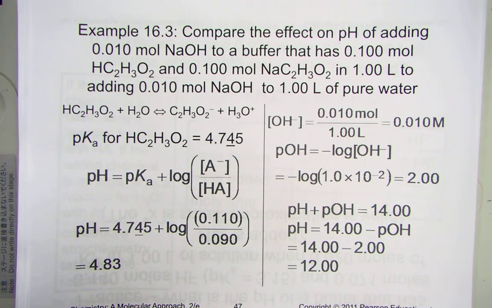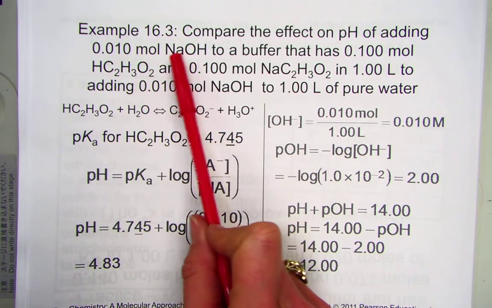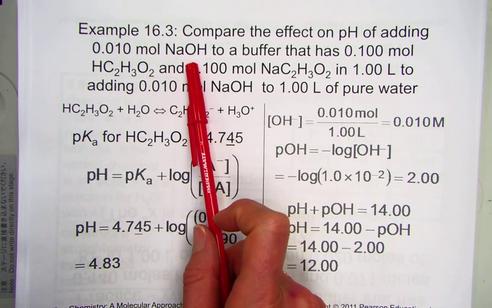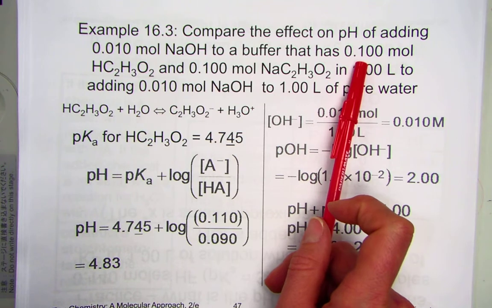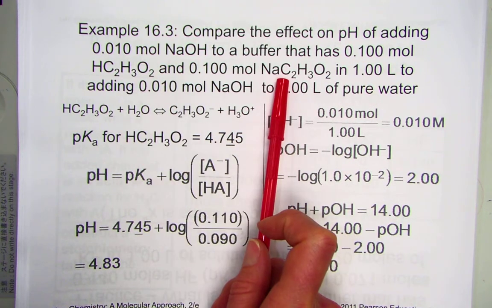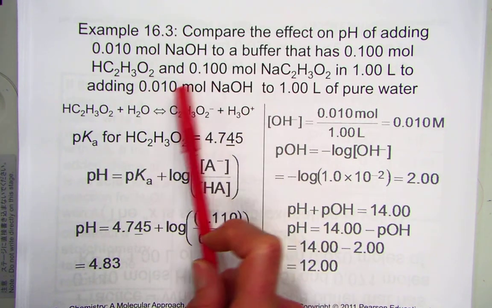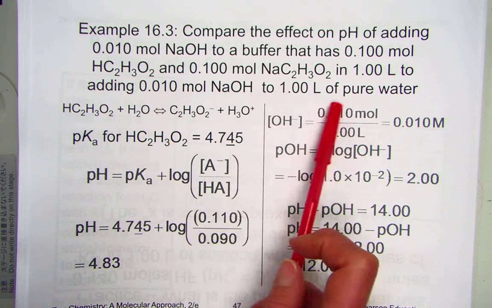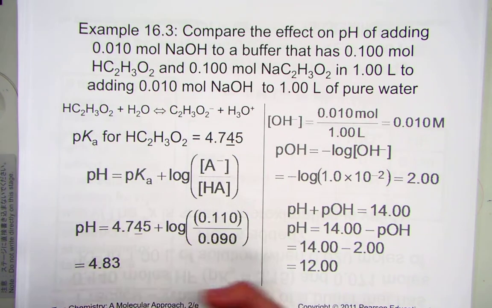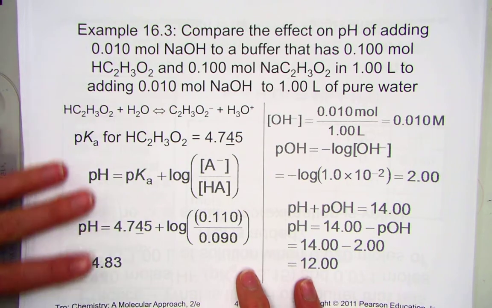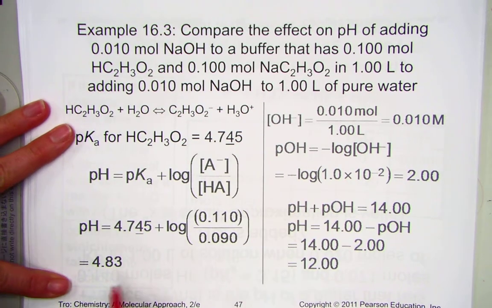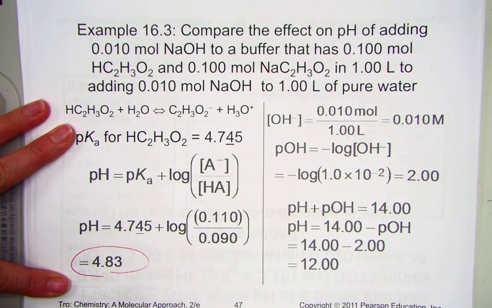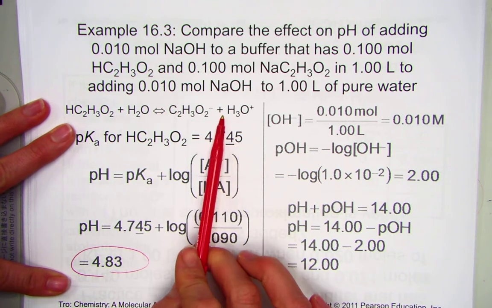It asks us to compare the effect on pH of adding 0.01 moles of a strong base like sodium hydroxide to a buffered solution of a weak acid and its conjugate base, to just adding straightforward sodium hydroxide to pure water. So here's what we're saying. This is the same calculation we went through a moment ago. We found the pH of a buffered solution. We added a strong base.